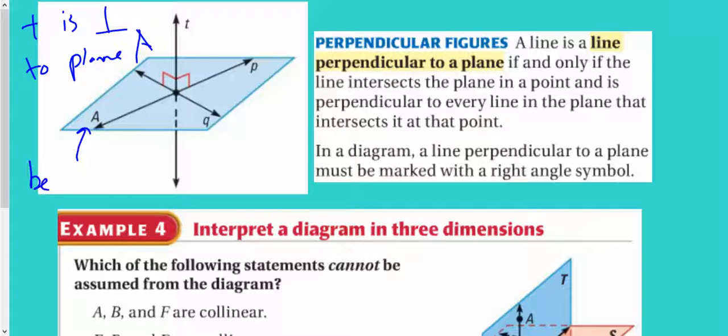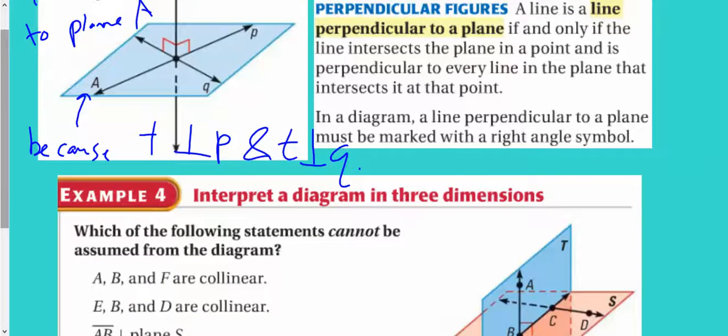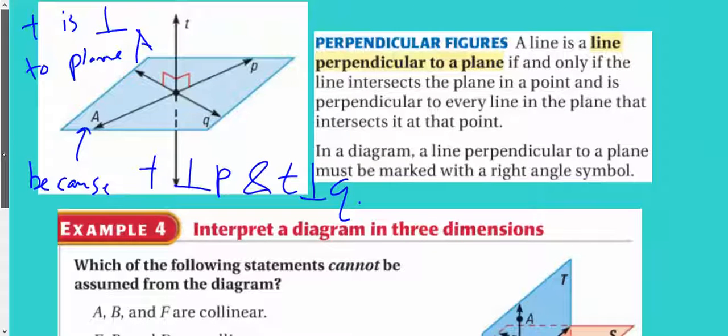Because T is perpendicular to P and T is perpendicular to Q. So T has to be perpendicular to every single line that it intersects in that plane. And then you can say T is perpendicular to the plane. Just a really complex definition. I can talk about that more in class as well, because that definition is rather extensive, as you can tell there.